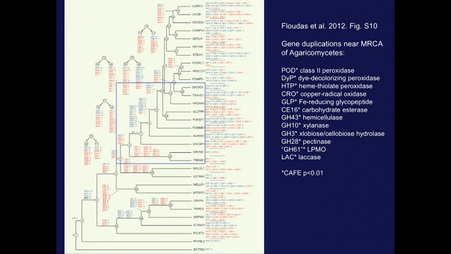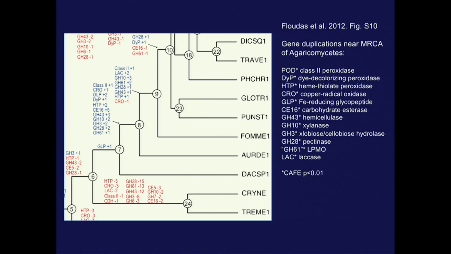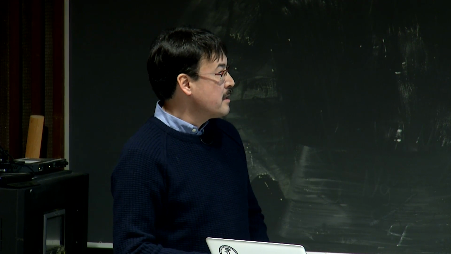If you dig into the supplement of the paper, we did reconstruct the evolution of lots of different families. So we had about 11 or 12 families that we think expanded around the origin of the Agaricomycetes, which is here. I'll zoom in on this. And they include, in addition to class 2 peroxidases, dye-decolorizing peroxidases, heme-thiolate peroxidases, enzymes that generate peroxide, various CAZymes, pectinases, the LPMOs, laccase, et cetera.